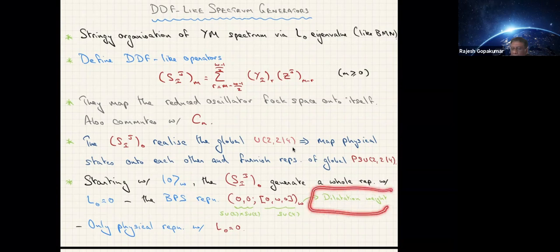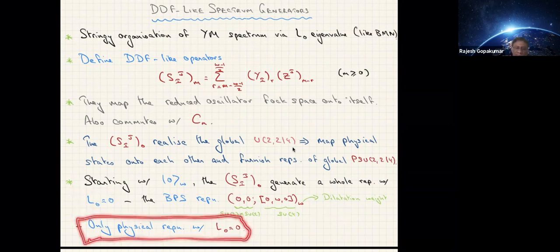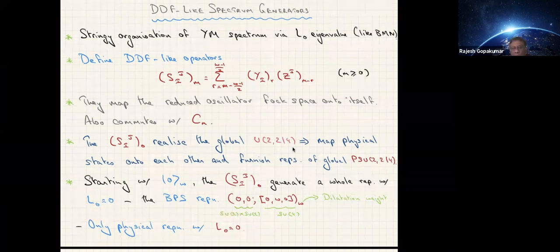So you see these are a very nice set of the spectrum. They are just the ones which correspond to L0 equals 0. In fact, these seem to be the only physical representations with L0 equals 0. So L0 equals 0 truncates to just the BPS sector.